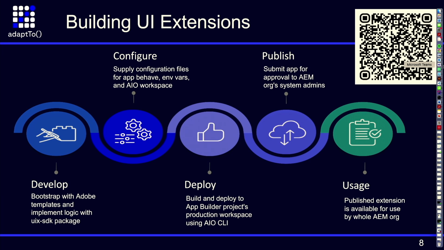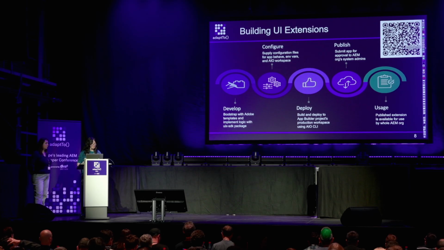So then the next step is to supply configuration files. These configuration files specify what service the extension extends. And if you have a .env file, this is also where you can specify what environment variables need to be passed as inputs. When the extension is fully tested and ready, you can deploy it to App Builder with the Adobe I/O CLI.